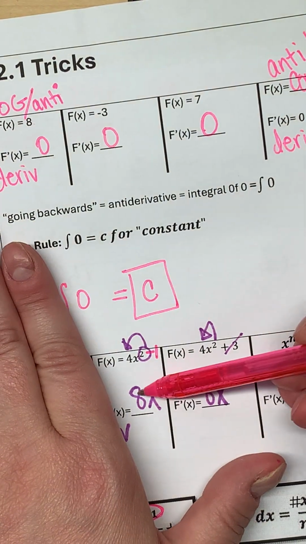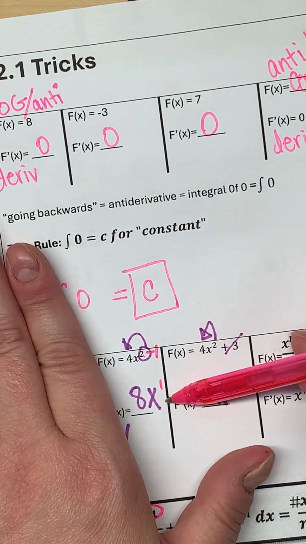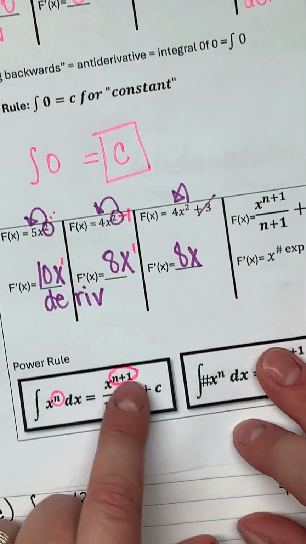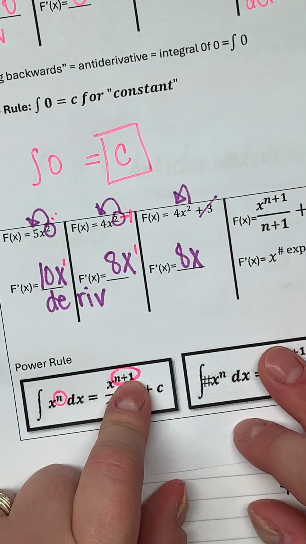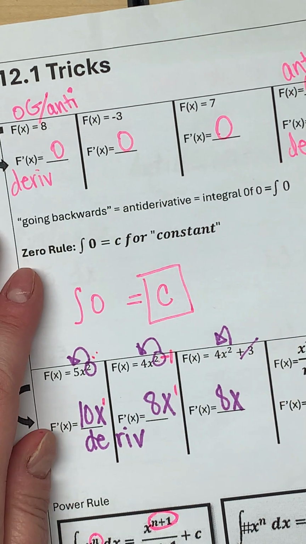If our derivative is 8x to the 1, the original has a 2 in it because we have to add 1 to the exponent. That's what this add 1 to the exponent means. Okay, so that's where the exponent part of the formula comes from.